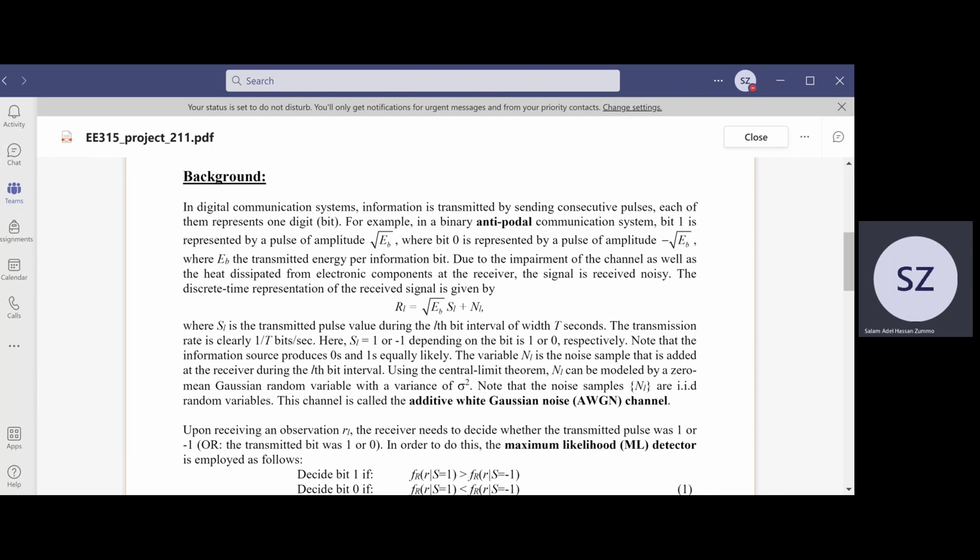Due to the impairment of the channel, such as noise, the received signal will be square root of EB, which is the signal that you send, given that you send the pulse 1, so it will be positive or negative 1, plus noise. Noise is a random thing that we'll try to understand how it behaves. So my received signal is some constant multiplied by positive or negative 1 plus a noise. Okay?